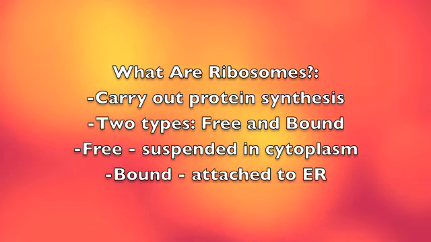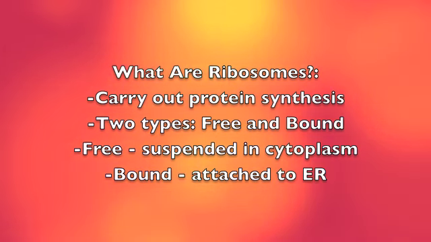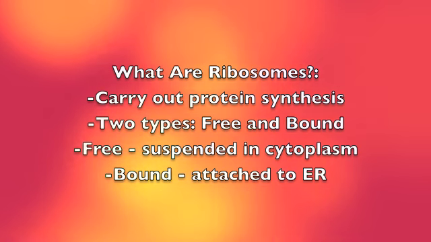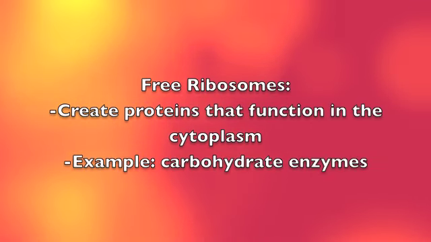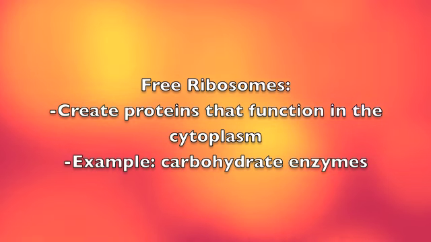There are two types of ribosomes, free and bound. Free ribosomes float throughout the cytoplasm of the cell, while bound ribosomes are attached to either the ER or the nuclear envelope. Both of these types of ribosomes are identical to each other in their structure. Free ribosomes, as mentioned earlier, float freely in the cytoplasm. These ribosomes create proteins that function within the cytosol. They catalyze the first steps in carbohydrate breakdown.